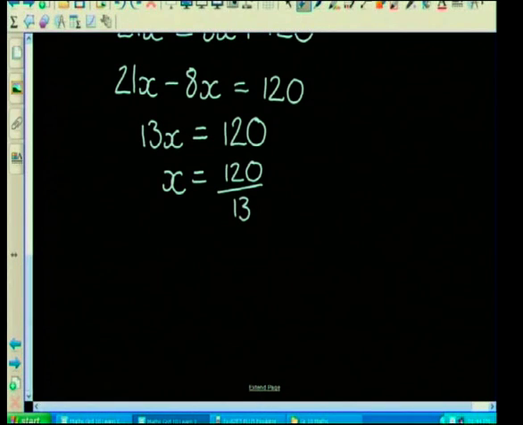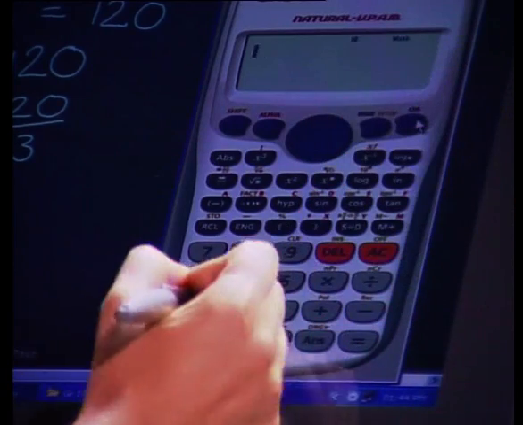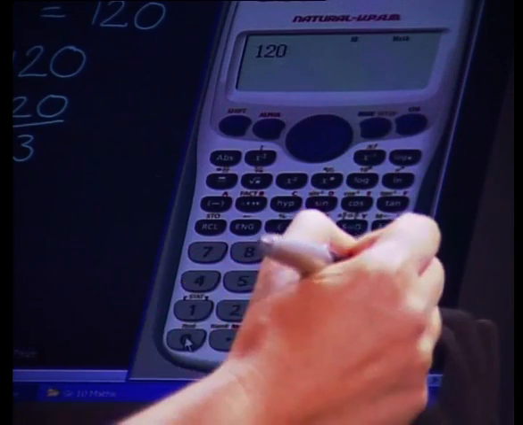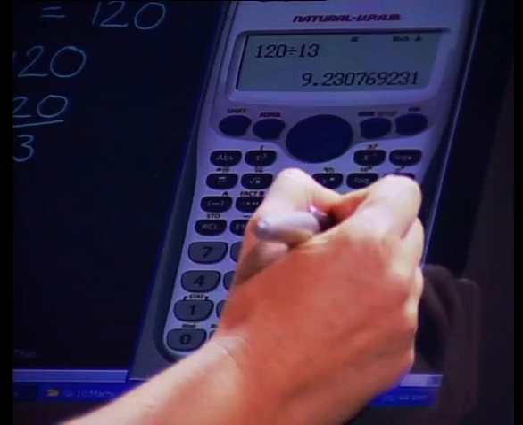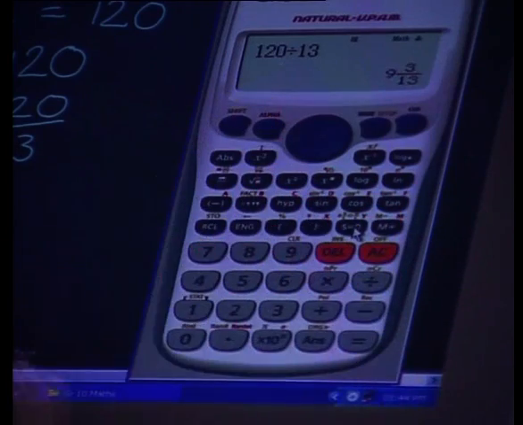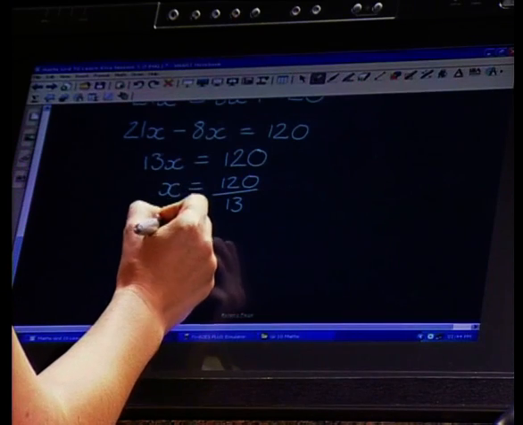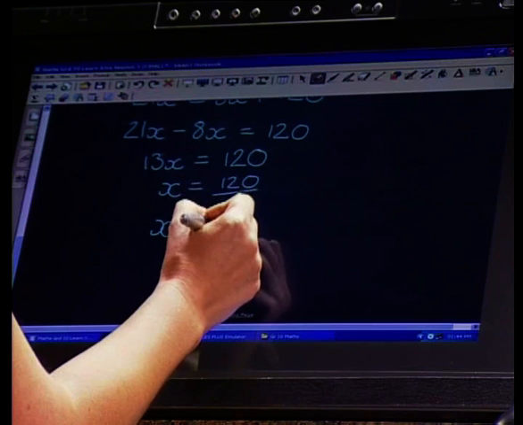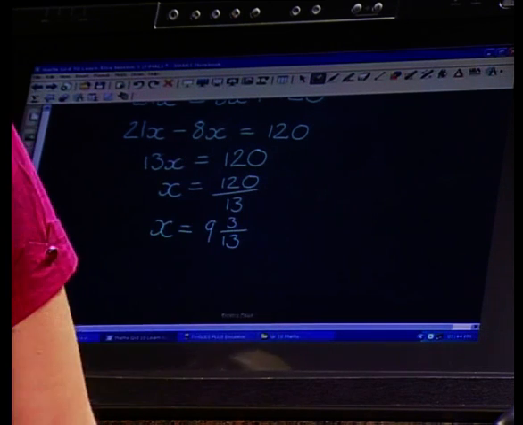We can write it as a fraction or a mixed fraction if we want to. I would check your answer. You do not need to write it as a mixed fraction. And there it is, 9 3/13. Personally, I would just leave it as 120 over 13. And there we go. Now that's an example of a rather simple problem.